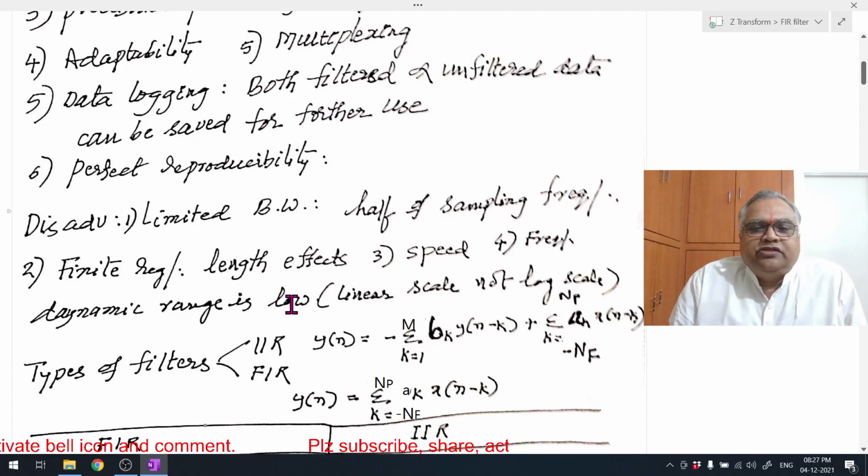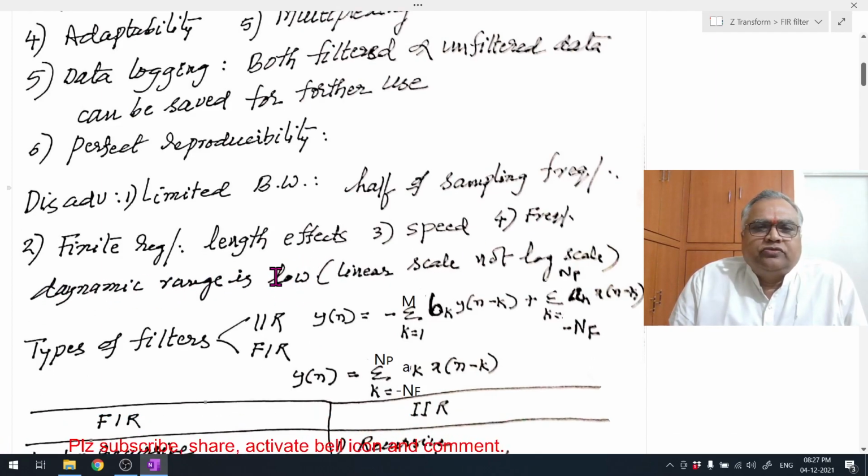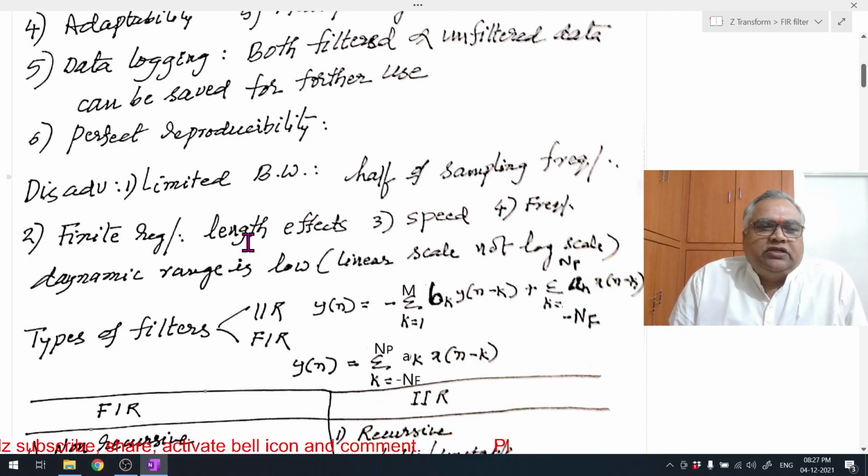Frequency dynamic range is low. Analog frequency range is 0 to infinity. To accommodate 0 to infinity, we should go for a logarithmic scale, whereas in digital it is 0 to 2 pi, so a logarithmic scale is not necessary. So frequency dynamic range is low. These are the few disadvantages.